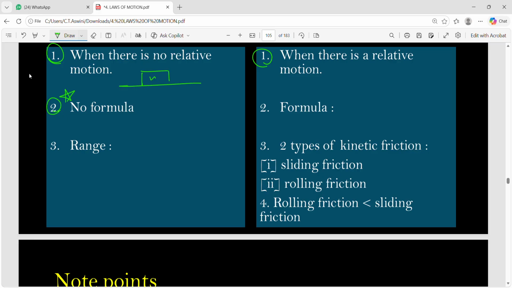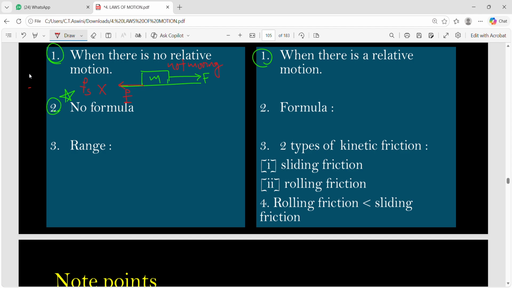Imagine this is a block of mass m kg. External force is applied in forward direction. So what will be the direction of frictional force? Frictional force will be in backward direction. Now imagine the body is not moving. Force is applied, but the body is not moving. Friction is present, external force is present, but the body is not moving. So under these conditions, what is this frictional force called? It is called static friction, and its symbol is Fs. Fs means static friction. Body is in static condition. It is not moving. So for Fs, we don't have any formula.